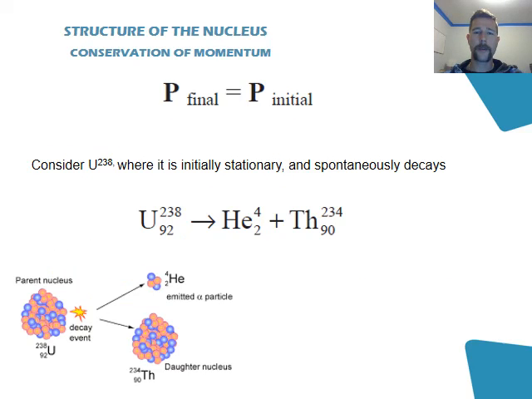So the fourth law when talking about nuclear reactions is the conservation of momentum. So this is when the final momentum is equal to the initial momentum of the system. Now let's take an example of uranium-238, which is initially stationary, meaning the initial momentum is 0. Now if it spontaneously decays, we have a helium and a thorium nucleus that travel in opposite directions. Now their total momentum has to equal 0. What this means is that the directions have to be exactly opposite, and the magnitudes have to align in a vector form so that the total momentum is 0. So this means momentum is conserved.